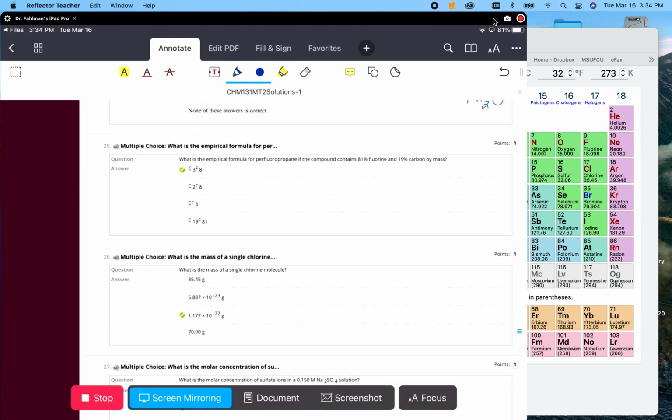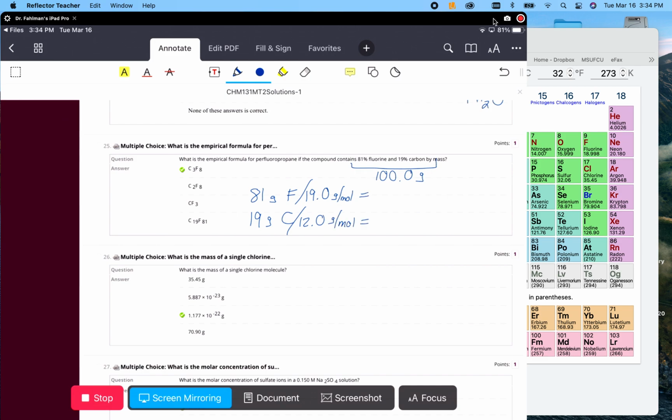Empirical formula. So we assume we have 100 grams of sample, and so 81 grams of fluorine and 19 grams of carbon. Then we divide by their atomic masses. So this we can round to 19, and then this we can round to 12.